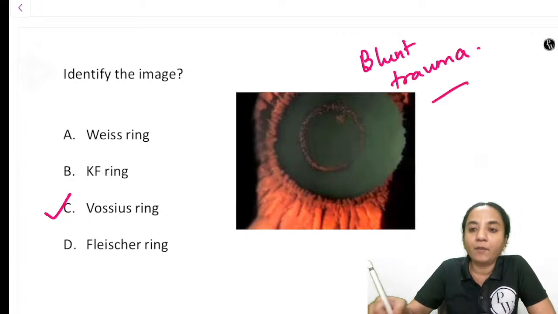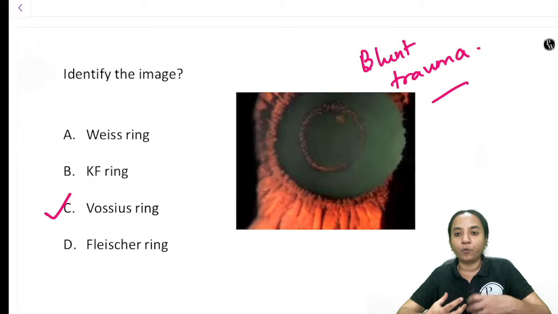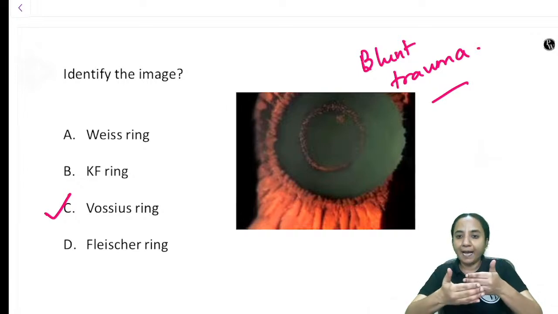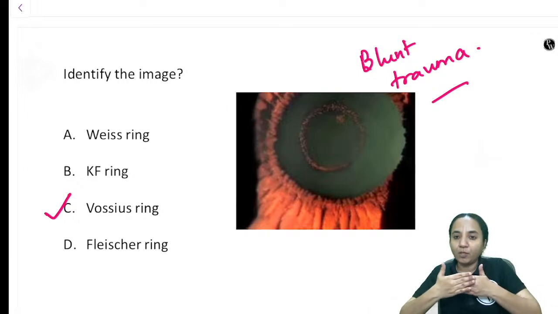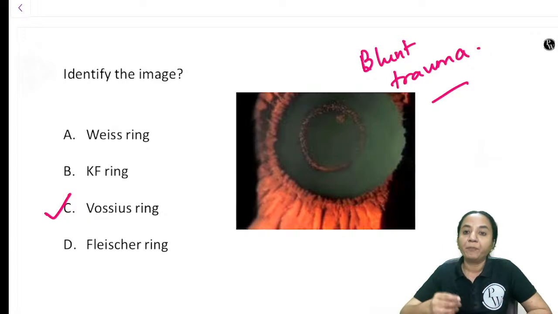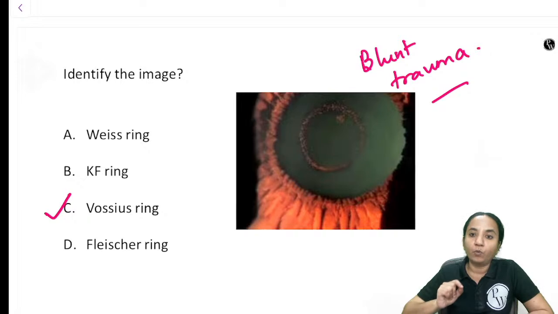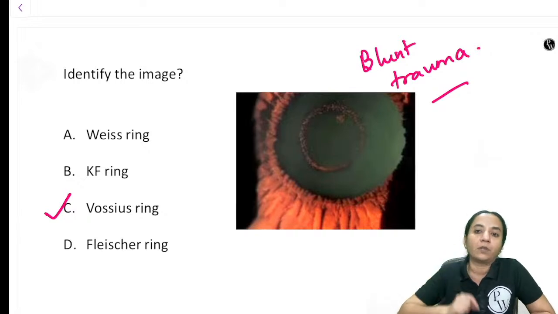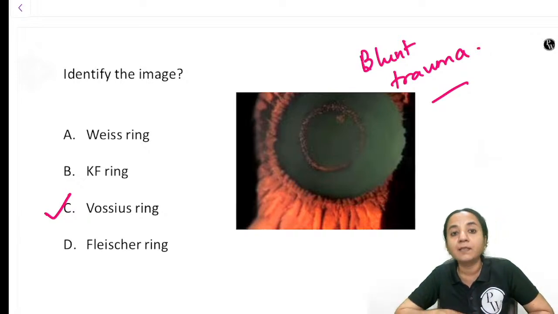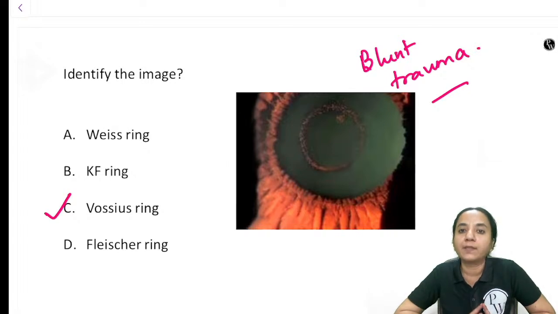So when you have a blunt trauma, for example, if a ball hits the eye, then the iris moves back and touches the surface of the lens and comes back. So these iris pigments are deposited on the anterior lens capsule. Now this is your Vossius ring, as you see in this picture.